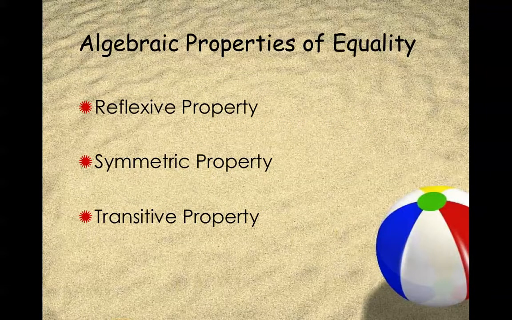Now, three new properties of equality that you may never have heard before is the reflexive property that says anything is equal to itself. The symmetric property says that you can switch around an equation. You might have used that before when you were solving an algebra problem and your answer came out to be something like 3 equals x, but then in the answer line you wrote x equals 3.